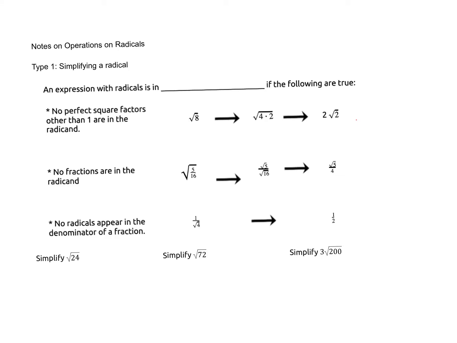Today we're talking about simplifying radicals. So an expression with radicals is in simplest form if the following are true. One, you can't have any perfect squares left inside of the radicand. In this example we see that they have changed square root of 8 into the square root of 4 times 2. And the square root of 4 is equal to 2. But there's also the extra 2 that's left over, and we see that that stays on the inside.